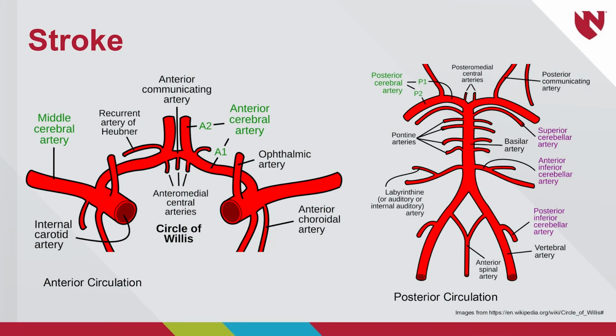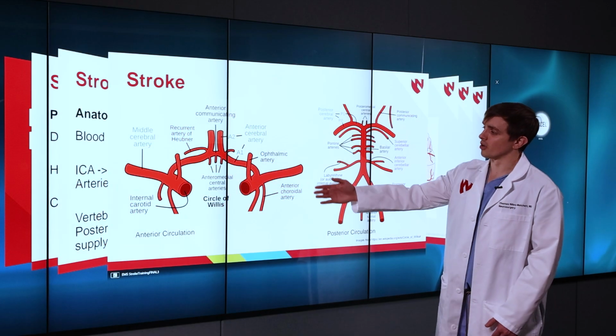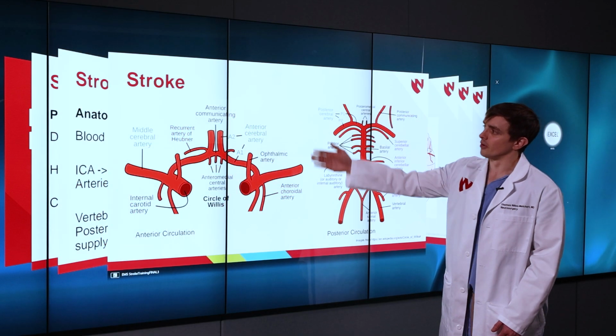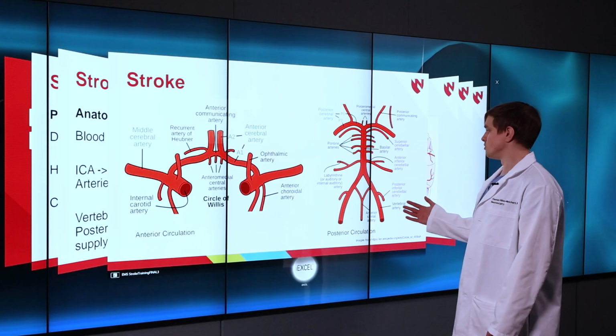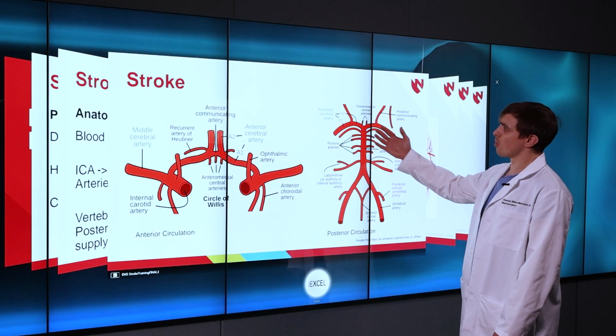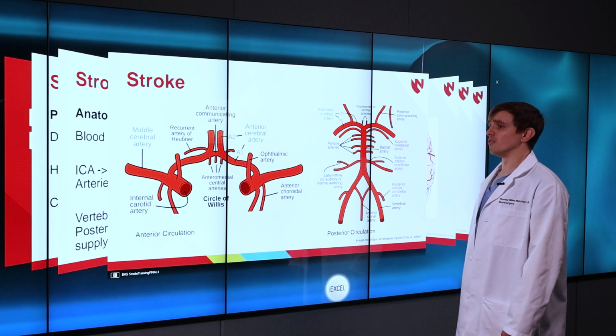We can further characterize strokes by saying if they're in the anterior versus posterior circulation. The anterior circulation being any stroke affecting the internal carotid artery, middle cerebral artery, or the anterior cerebral artery. A posterior circulation stroke is therefore any stroke involving the vertebral artery, basilar artery, posterior cerebral artery, or any of their branches. It's important to know the difference between these two because these strokes manifest in very different ways.